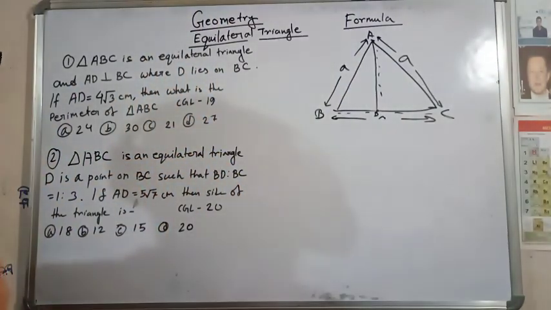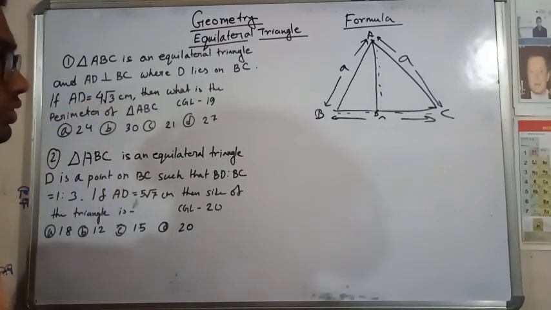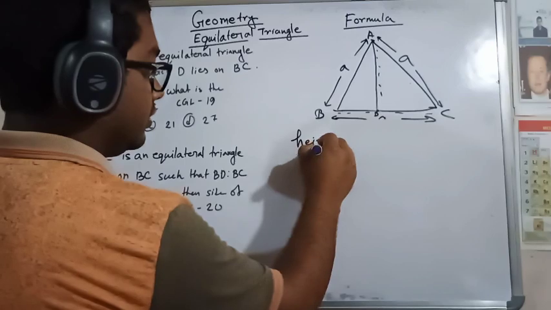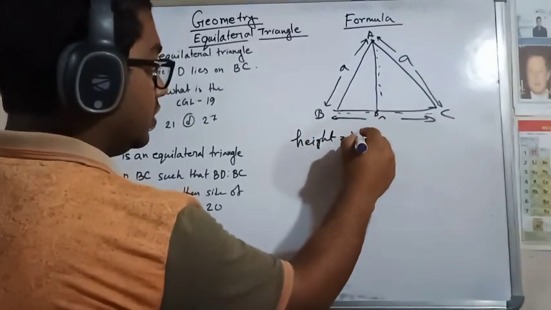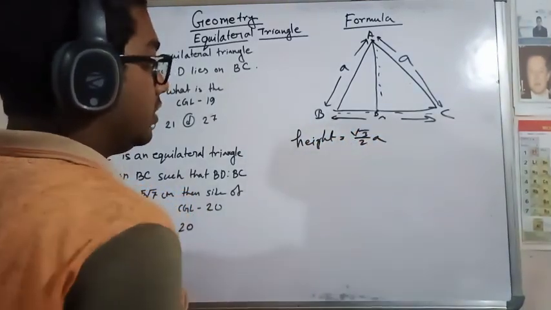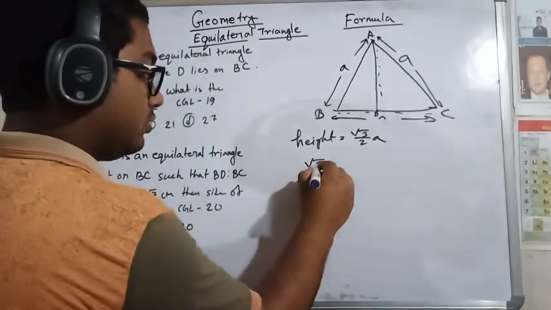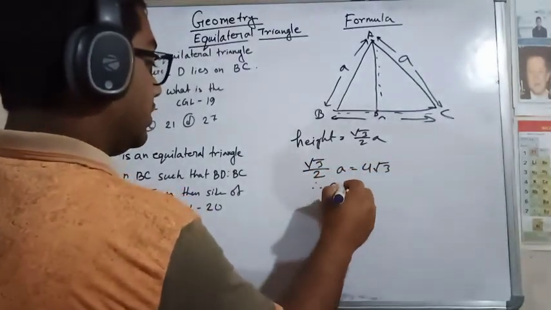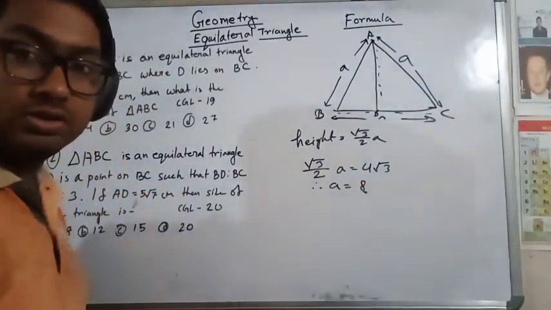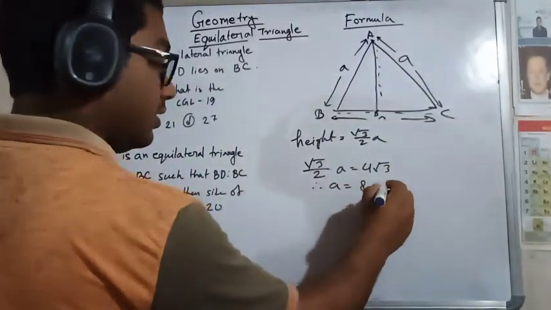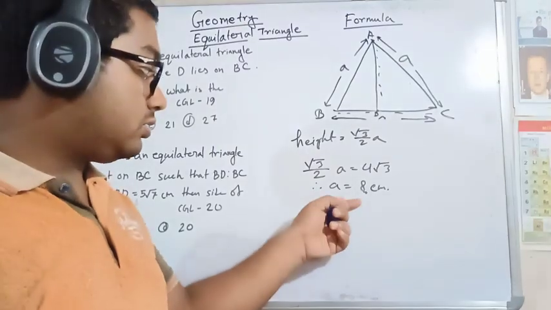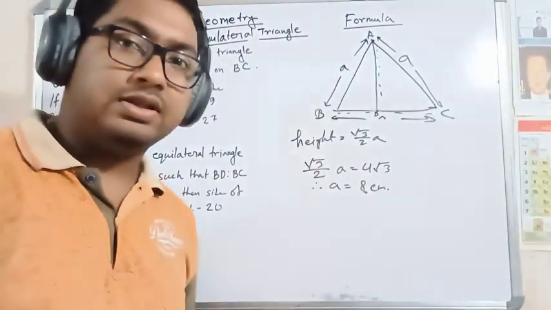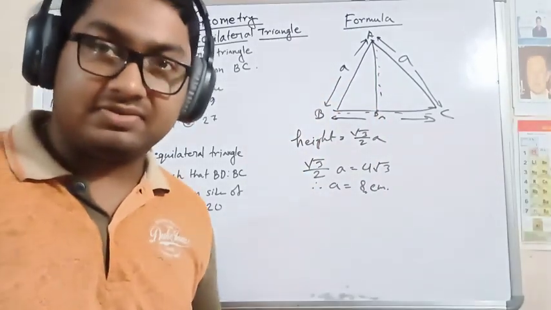So let us say AD is equal to 4 root 3. This is the height. So we know the formula of height. What is the formula of height? Root 3 by 2 a. So if we put the value, root 3 by 2 a is equal to 4 root 3, so we get the value of a is equal to 8 centimeter. I got it. So if we find the value of the arm, then anything we can find.